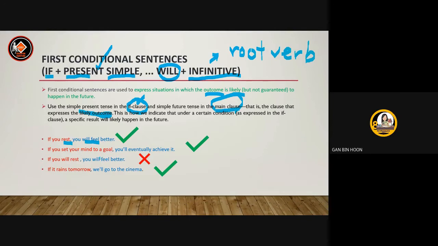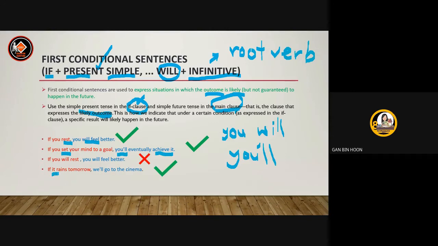If you set your mind to a goal, set your mind. Tetapkan pemikiran anda untuk satu goal, satu keputusan. You will eventually achieve. So the next sentence will be you will. So you can write you will, okay? Or you can do contraction become you'll. This is called contraction. Okay? You cannot write, if you will rest, you will feel better. This is wrong, right? So if you rest, you will feel better.